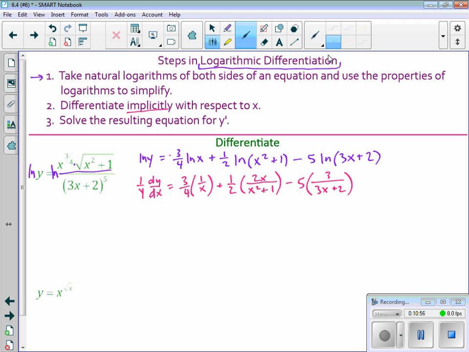And then the only thing you have to do to get dy dx by itself is what? Divide by 1 over y or multiply by y. Okay, so I'm going to multiply everything by y here. And then I'm going to simplify some stuff on the other side. So I have dy dx equals 3 over 4x. And I'm just going to put the y out front here. But you could put it out back. It doesn't matter. Plus, here the 2's will cancel, so we just get x over x squared plus 1.